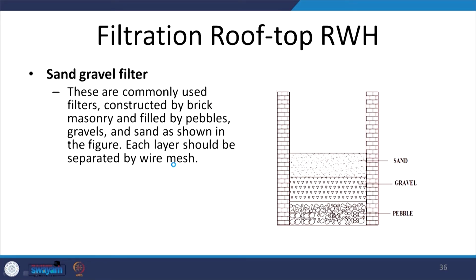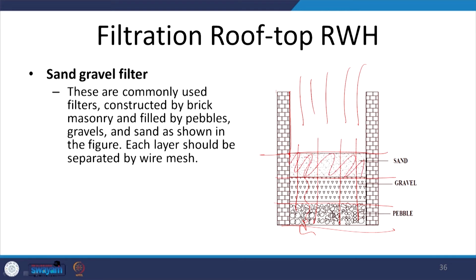In the sand gravel filter, we have the filtration tank, almost half of which is used for collecting the water. The first layer is the fine media of sand, followed by gravel and pebble. So, there are 3 levels of filtration. Through it the water gradually percolates and all the impurities are held in these different layers, and once it passes through it we get filtered water.